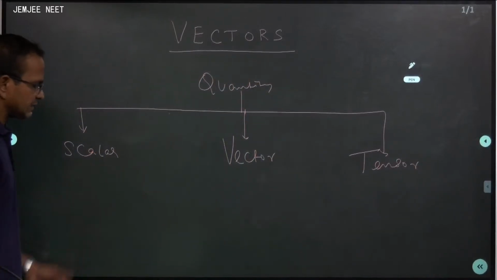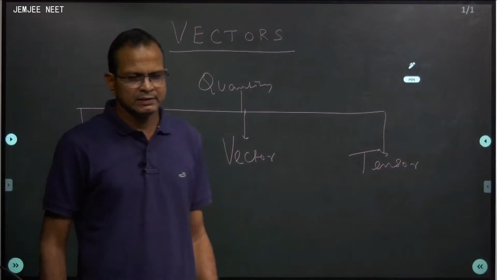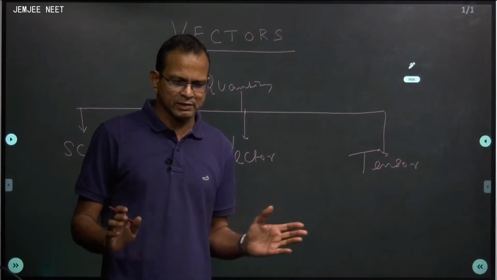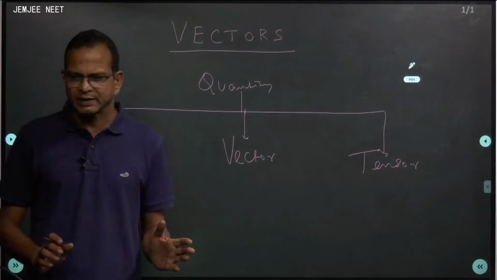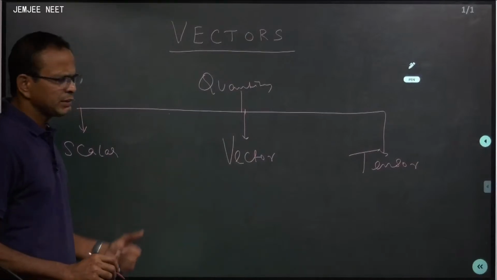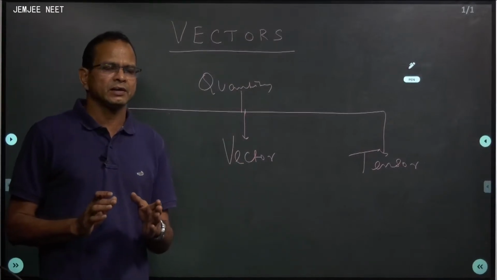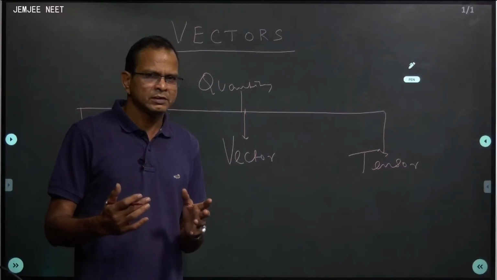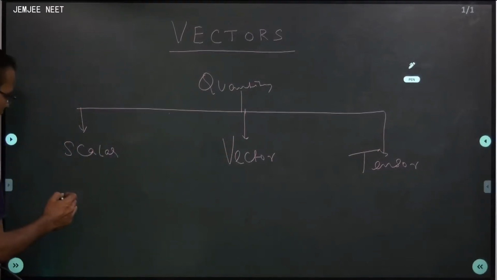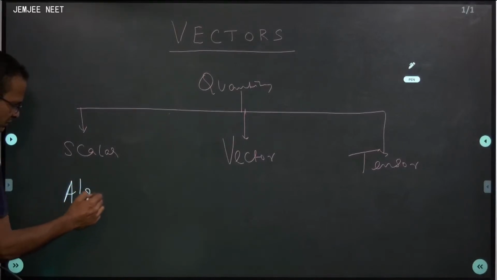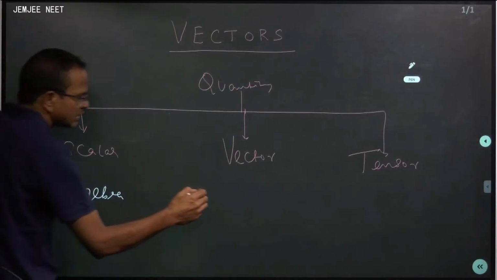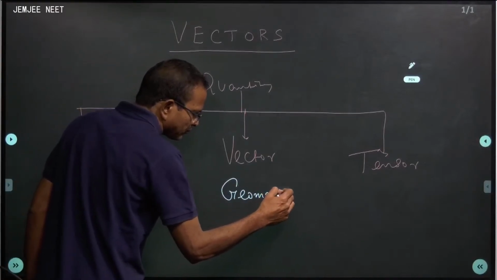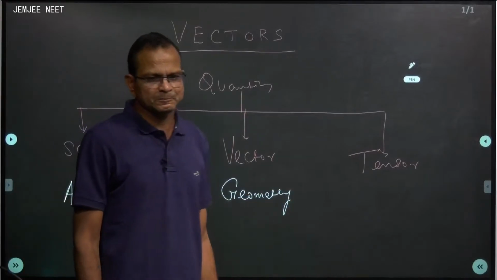What do you mean by scalar? Scalar is a physical quantity which requires only magnitude. That is what is called scalar. What do you mean by vector? A physical quantity having both magnitude and direction, which also obeys geometrical laws. So scalar obeys algebra, and vector obeys geometry.